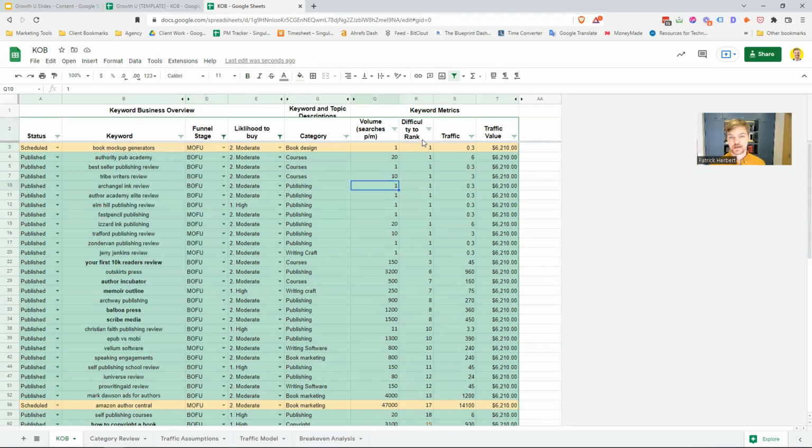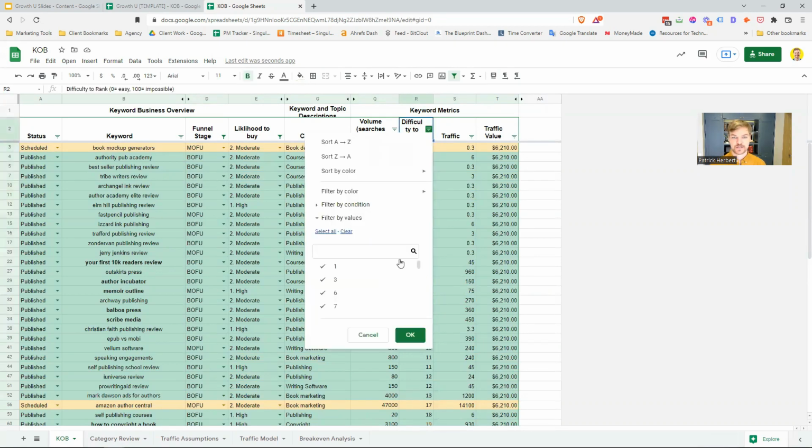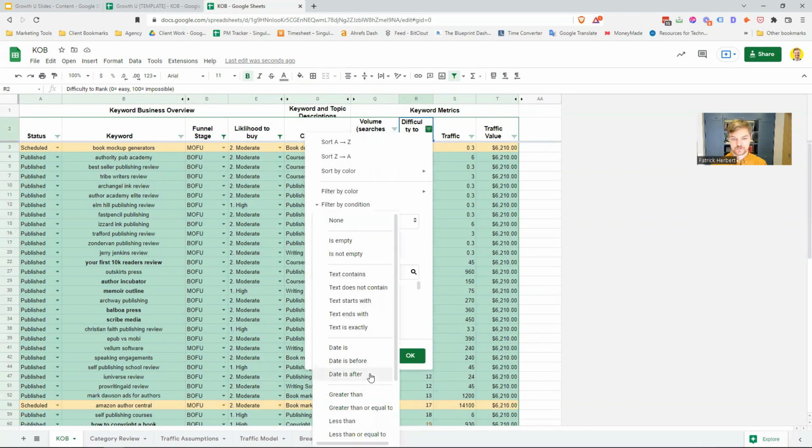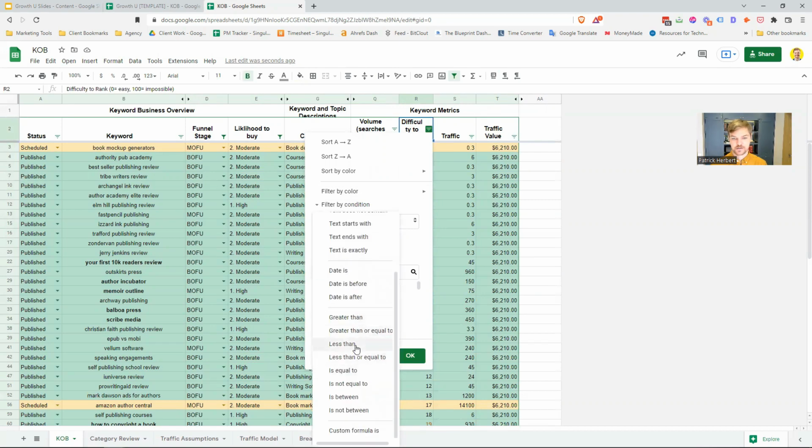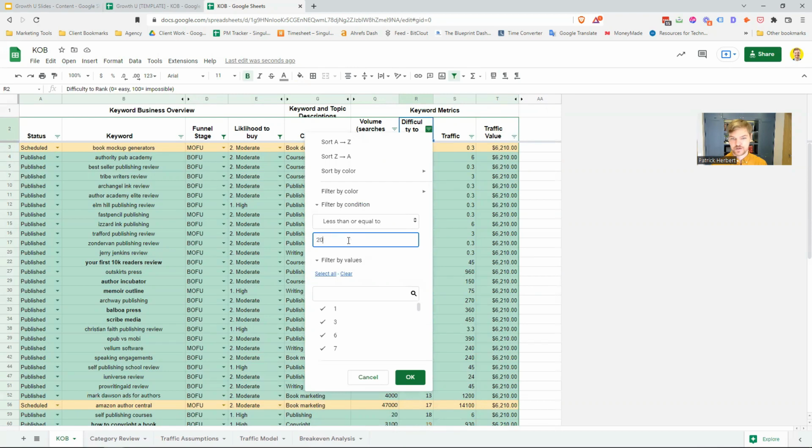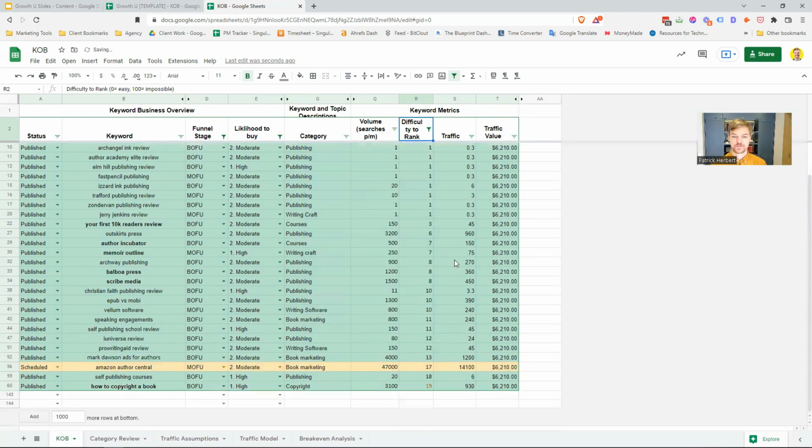So what I did, once I got this keyword difficulty, is I ordered that out, right? Or I could have filtered that as well. I could say, hey, look, I want to filter by condition less than or equal to 20, let's say. Right, so we filtered out all these bottom ones, and now we've got only what we're looking at.